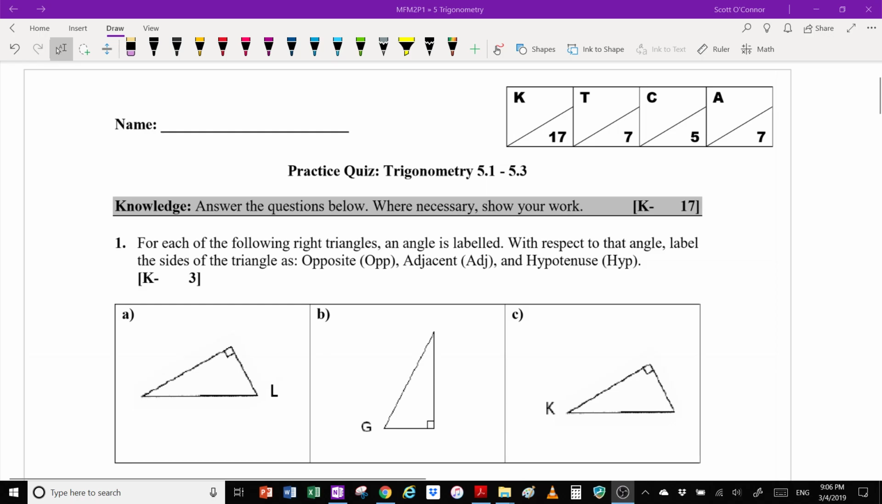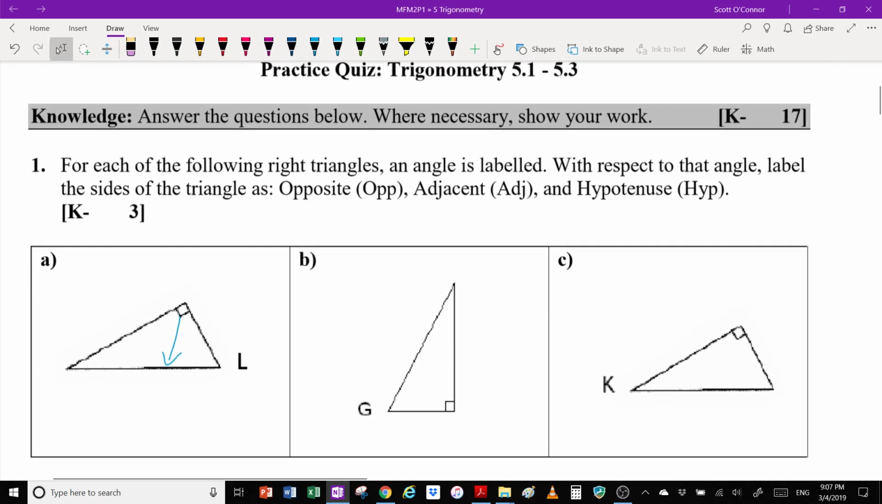All right, so let's start off with number one. It says, for each of the following right triangles, an angle is labeled. With respect to that angle, label the sides of the triangle as opposite, adjacent, and hypotenuse. So opposite, we're going to put OPP, adjacent, we're going to put ADJ, and hypotenuse, we're going to put HYP. When doing this kind of question, it's easiest always to identify the hypotenuse because the hypotenuse never changes. The hypotenuse is always going to be a side that is opposite the right angle. So that here is my hypotenuse.